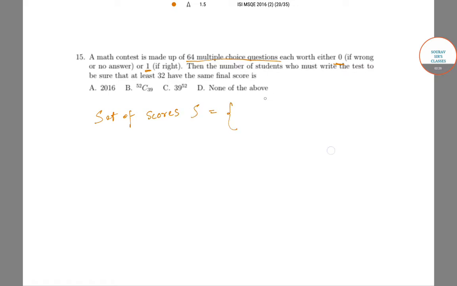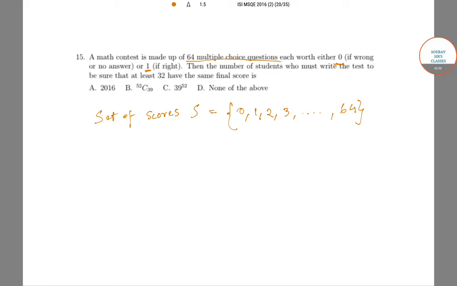The set of scores S is 0, 1, 2, 3 up to 64. If a person does everything wrong, he gets a 0. If a person does everything right, he gets a 64. And all the middle numbers between 0 and 64 are possible.